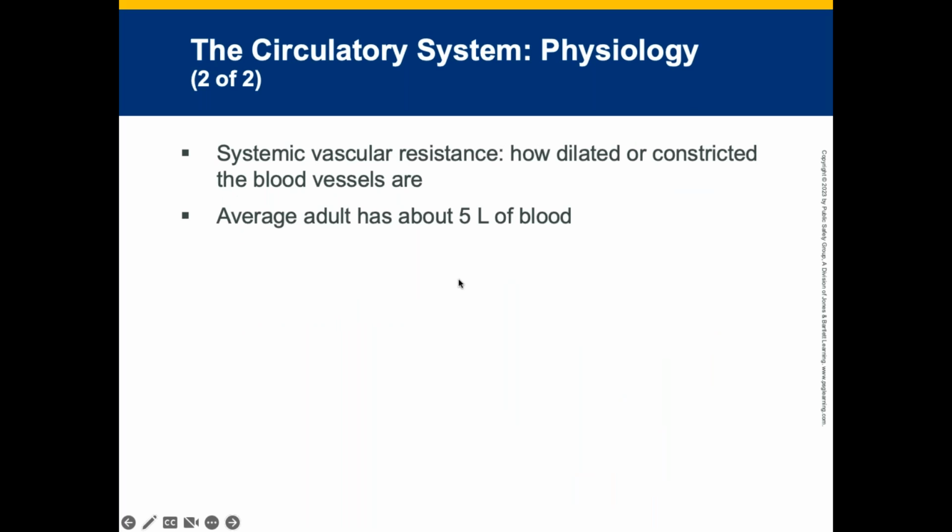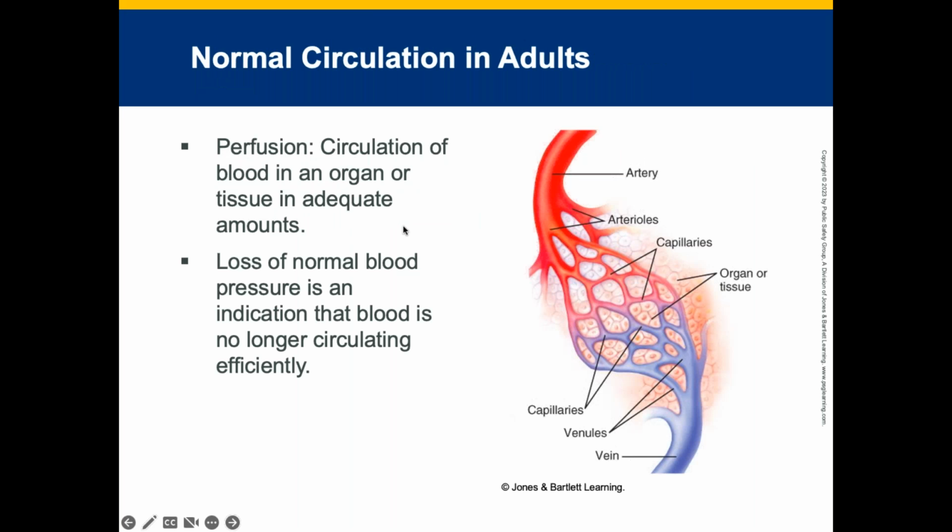Systemic vascular resistance refers to how dilated or constricted blood vessels are. The average adult, we talked about already, has 5 liters of blood. Normal circulation in adults, let's see. The circulatory system normally adjusts and readjusts automatically. Now, we can have deviation. Loss of normal blood pressure is an indication that blood is no longer circulating efficiently to every organ of the body. Shock is a state of inadequate circulation involving the entire body, which we want to make sure we can prevent. So vital signs: if the patient is unstable, every 5 minutes; stable patients every 15. Right? It's all BLS stuff that we're talking about. They'll help you keep these patients alive.